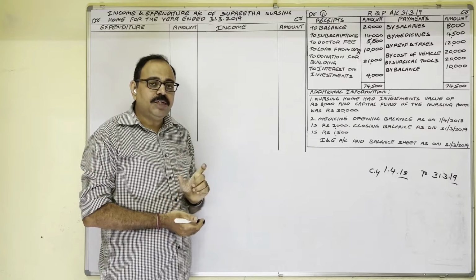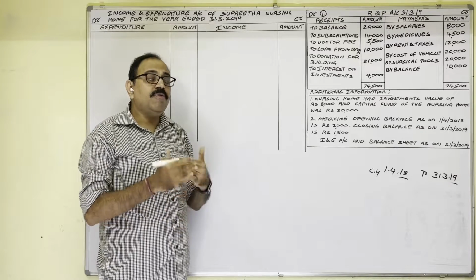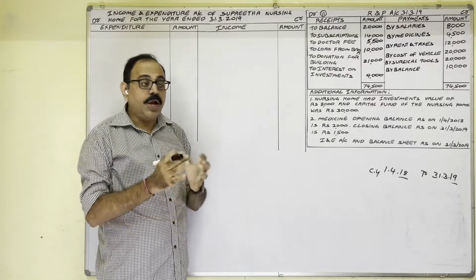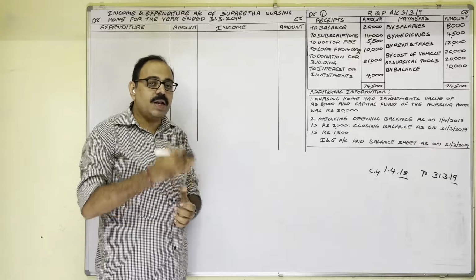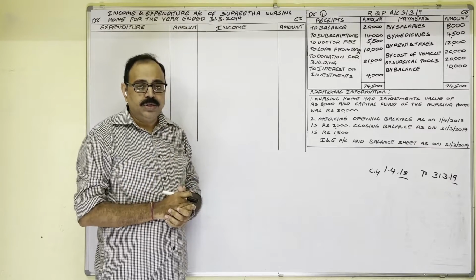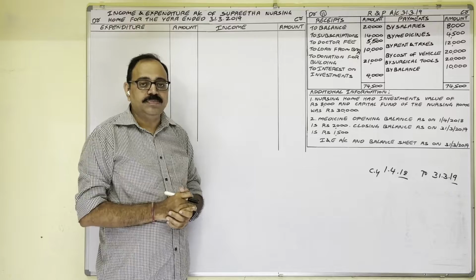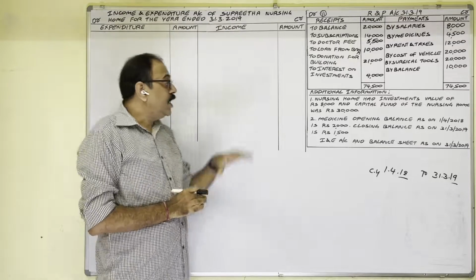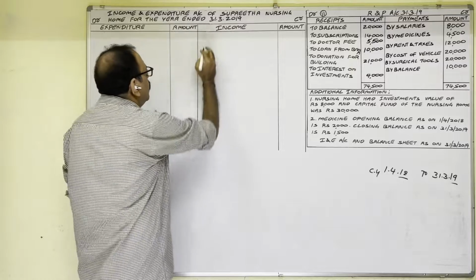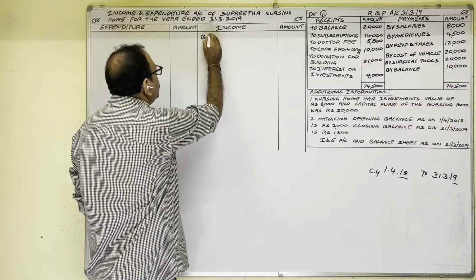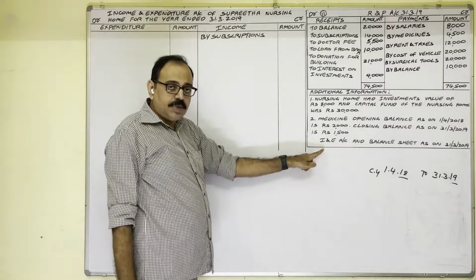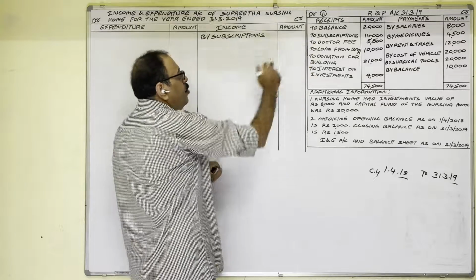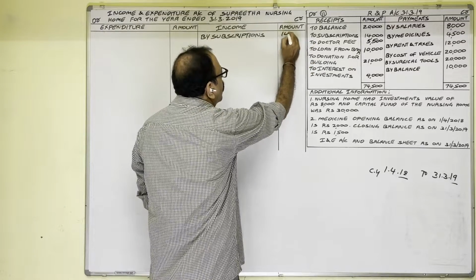Next one, subscriptions 14,000 rupees. Subscriptions means if you are a member of this organization, to continue the membership regularly you have to pay some amount. It is known as subscription. So it is regular income, meaning revenue income. On the credit side we have to show it: by subscriptions. There is no adjustment regarding subscription. Therefore, the amount 14,000 goes directly in the outer column.